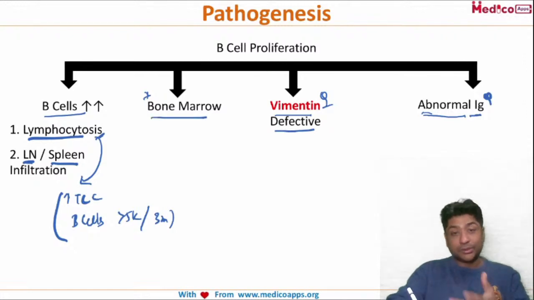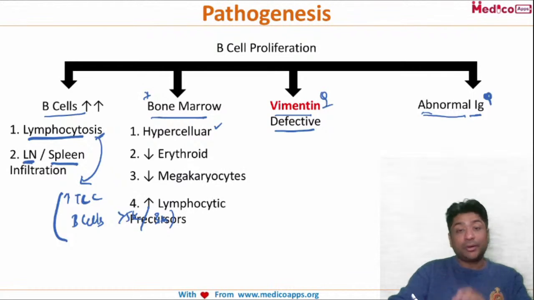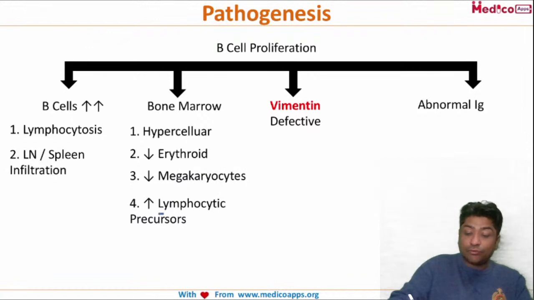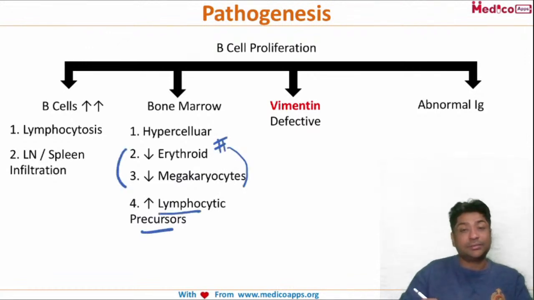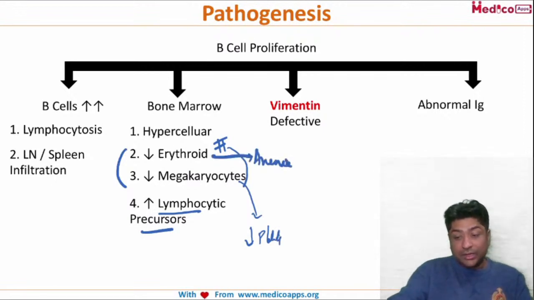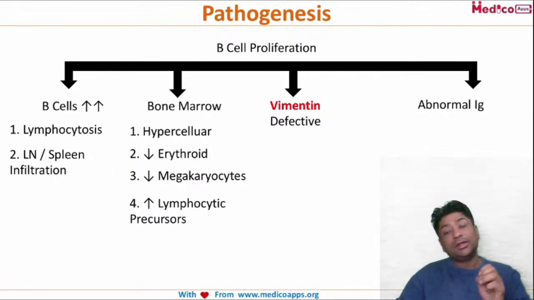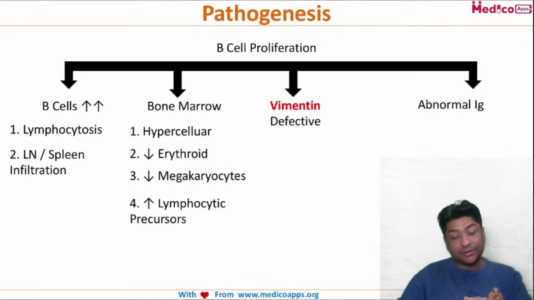What are the changes in the bone marrow biopsy? Obviously the bone marrow will be hypercellular, with an increase in lymphocytic precursors, but a consequent decrease in the erythroid and megakaryocyte precursors. So obviously there will be a decrease in platelets, and there will be anemia. Anemia is manifested in two ways. Even at the bone marrow level, there is a decrease in the erythroid precursors and a decrease in the platelet precursors. So that is very important to remember.